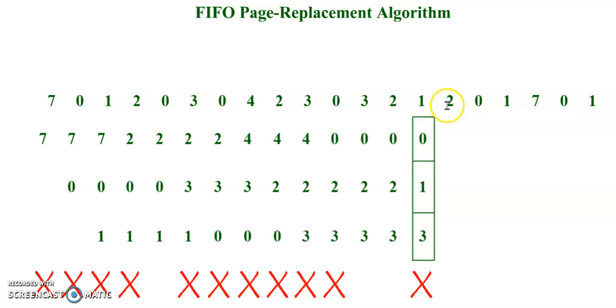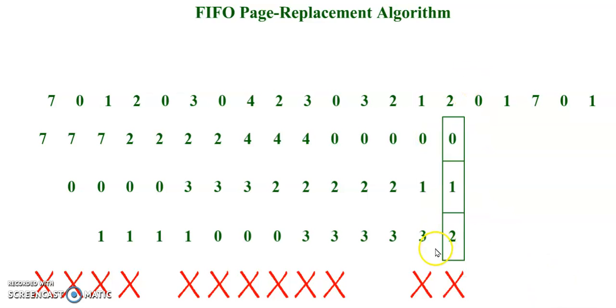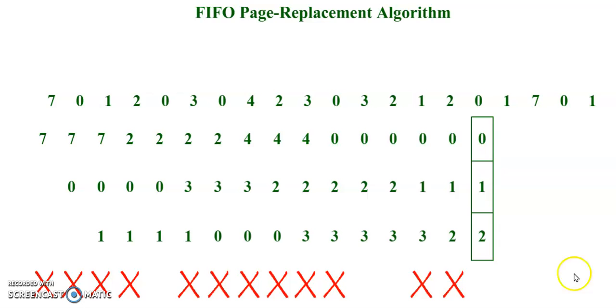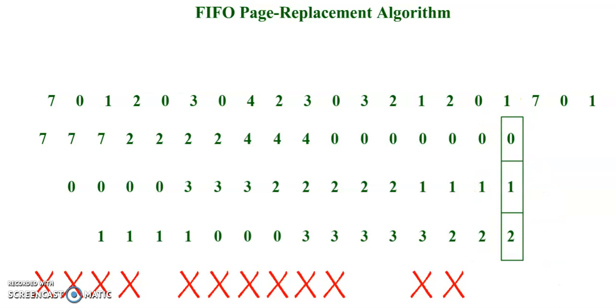Then I have to insert 2. I have to look for the oldest one, so comparatively 3 is the oldest, so we are going to insert 2 in place of 3. So I have to insert 0. 0 is already present, so there is no page fault. Now I have to insert 1. 1 is already present, so there is no page fault.